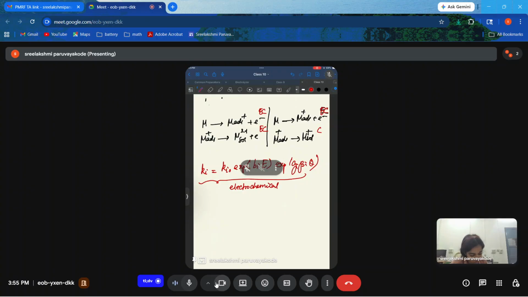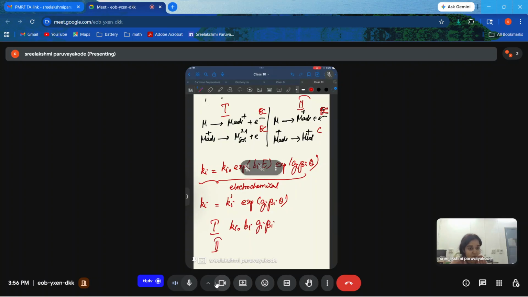Had it been a chemical step, we know that it wouldn't vary. That is, it is not dependent on the potential and it's a constant. So in that case, I can write Ki naught, or something, a constant, exponential Gi beta I theta or something like that. So for step 1, the number of parameters are Ki dash, Bi, Gi, beta I. That is 4.